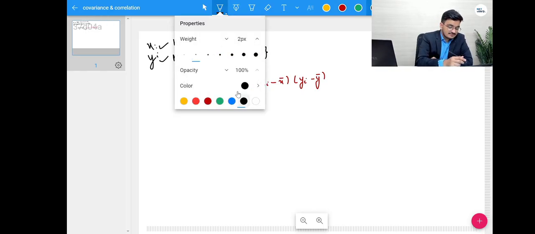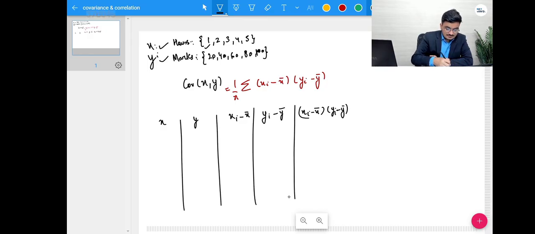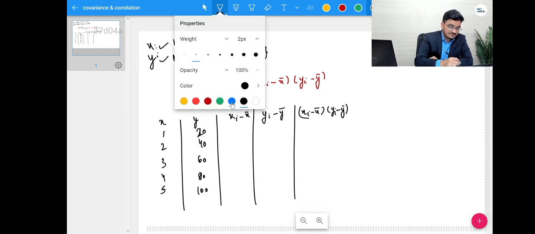This is our formula for covariance. Let's calculate all these values. Let's list down our X and Y. We will require Xi minus X bar. We'll require Yi minus Y bar, right? And we need the multiplication of these two. So Xi minus X bar, Yi minus Y bar. Now let's quickly calculate all these values. So 1, 2, 3, 4, 5. These are the values I have for X. 20, 40, 60, 80, and 100. These are the values we have for Y.